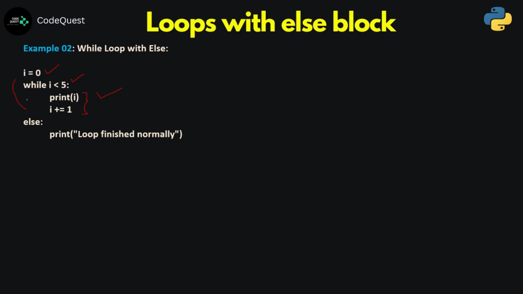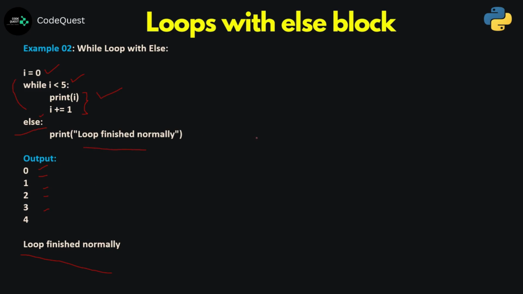Because no break is effective here, no break is written here, this else block will now execute, as a result of which my output will be 0, 1, 2, 3 up to 4. And I'm also getting this message which I have written along with else.